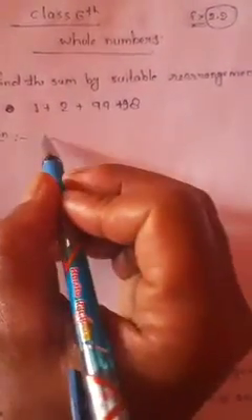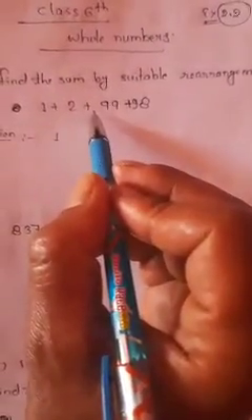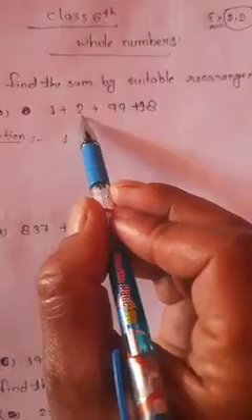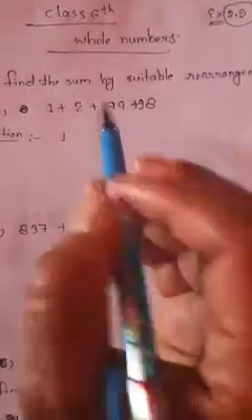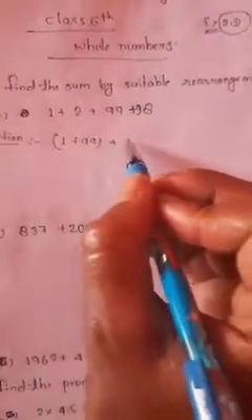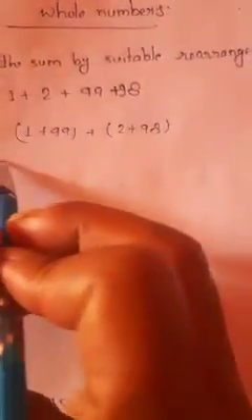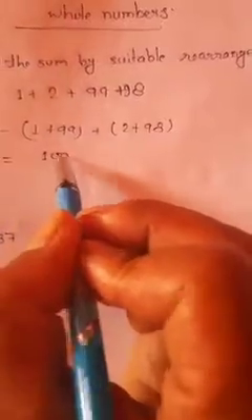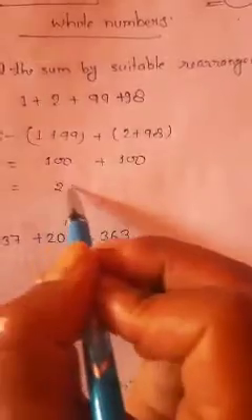In this order we can arrange these numbers. If we add 1 and 99 we will get 100. Similarly, if we add 2 and 98 we will again get 100. So 100 plus 100 is 200. We arrange 1 and 99 first and 2 and 98 second, so we can directly find the answer. 1 plus 99 is 100, 2 plus 98 makes 100, and 100 plus 100 is 200.